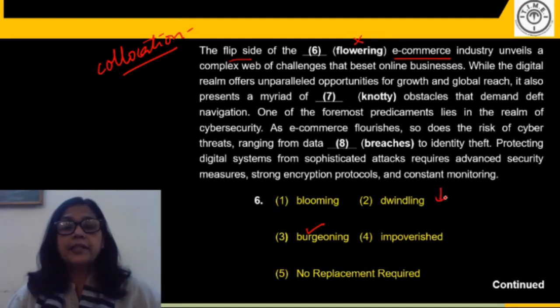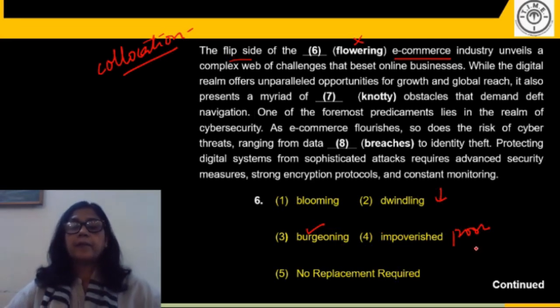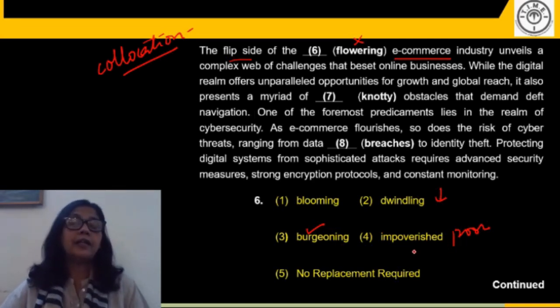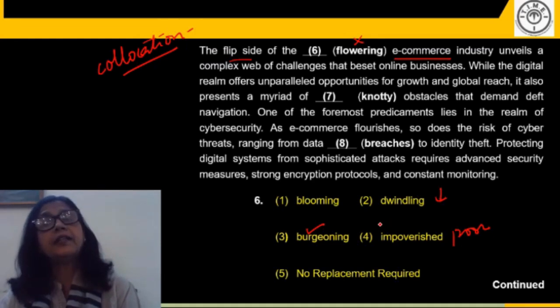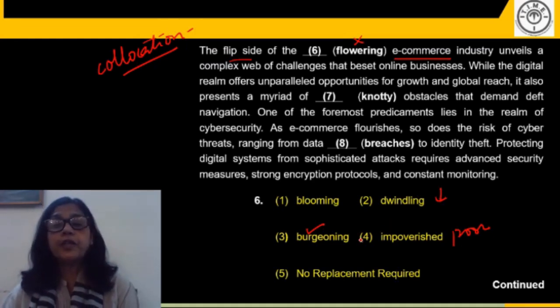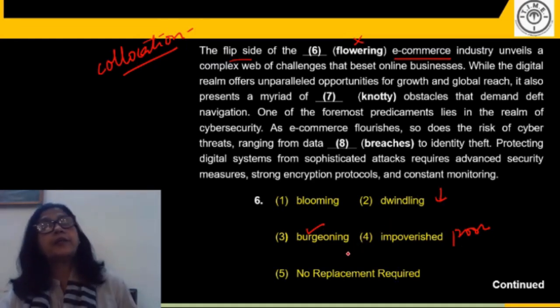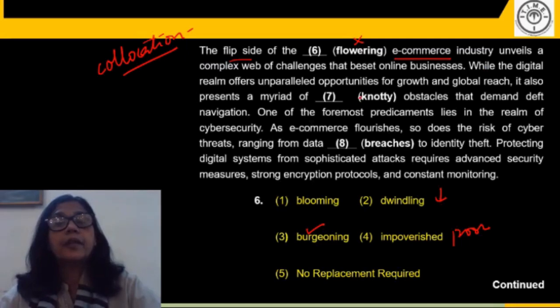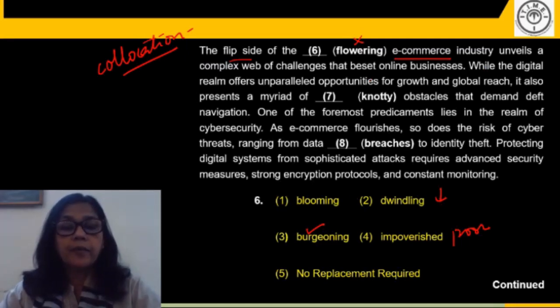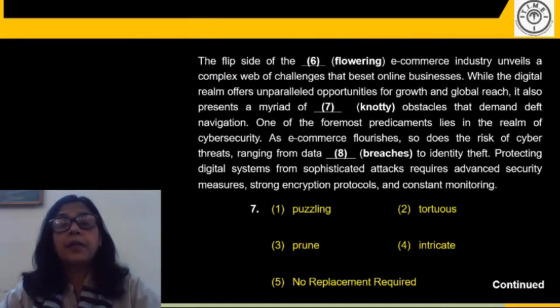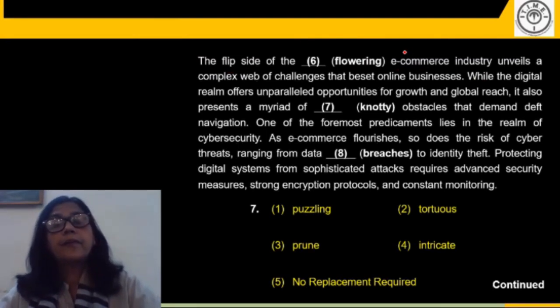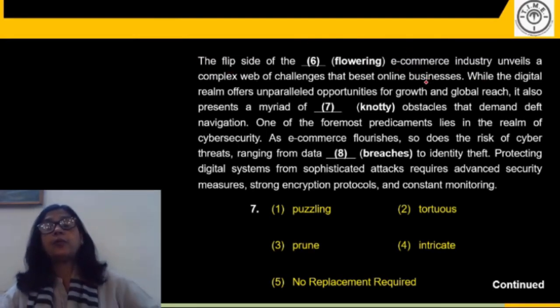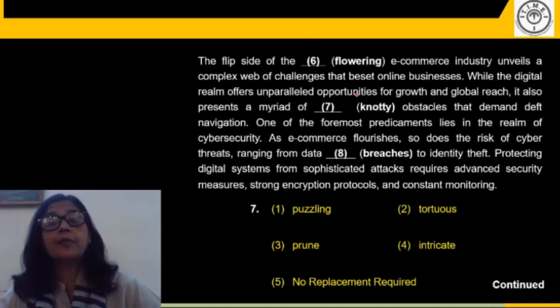Dwindling means decreasing. Impoverished is related to being poor, right? And blooming is not used again in such situations. So burgeoning is the right word. The flip side of the growing, burgeoning, expanding, right? So that is the correct word here. Then we move to the next part. The flip side of the burgeoning e-commerce industry unveils a complex web of challenges.